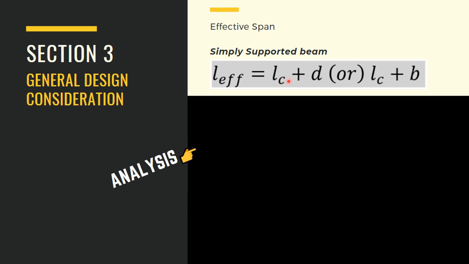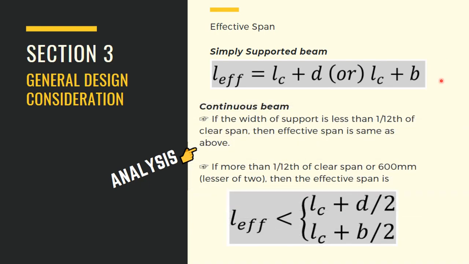Next is the continuous beam. The minimum of these has to be taken as the effective length, Lc plus d or Lc plus b, whichever is lesser. If the width of the support is less than 1/12 of the clear span, then the effective span is the same as this formula. If it is more than 1/12 of the clear span or 600 mm, whichever is lesser, then the effective span should be less than the clear span plus half of the effective depth, or Lc plus b by 2, whichever is lesser. This is in the case of a continuous beam.